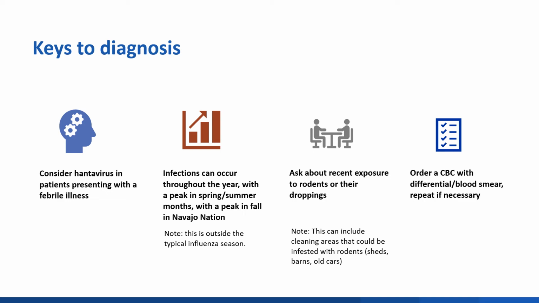It is interesting that the peak in spring and summer is outside the typical influenza season. So if you are seeing a patient in the spring and summer with an influenza-like illness, consider hantavirus in your differential diagnosis. Another key to making the diagnosis is asking about exposure to rodents and rodent droppings and nests. You have to ask about rodents and rodent droppings because half of confirmed hantavirus cases do not report seeing rodents. If you're concerned about hantavirus, order a CBC with differential and a blood smear, and look for the 5 peripheral blood smear criteria, and repeat if necessary.